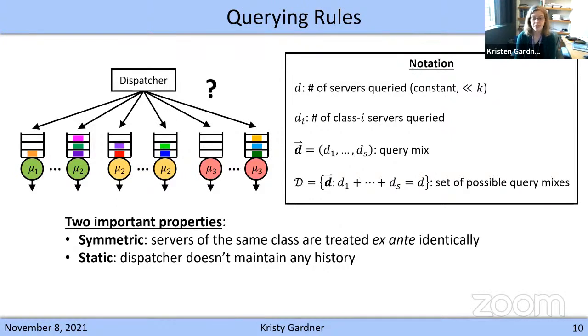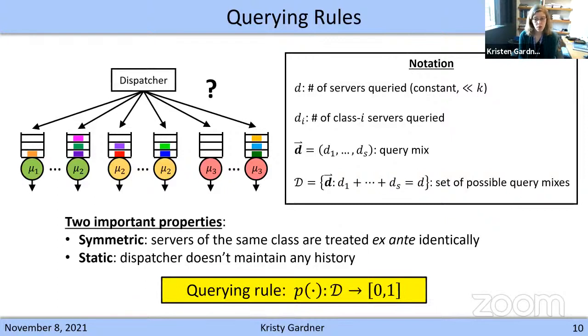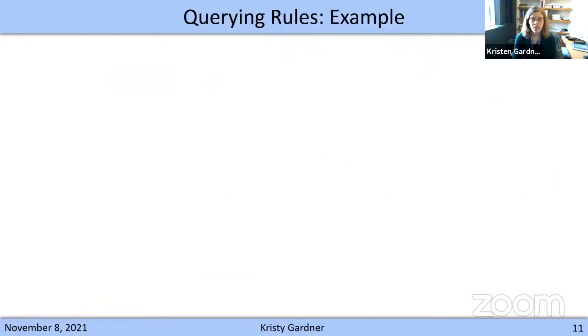So once we have these 2 properties, really what a querying rule comes down to is a probability distribution over the set of possible query mixes. And every time a job arrives to the system, we draw a query mix from this distribution. So let's think about an example of a querying rule.